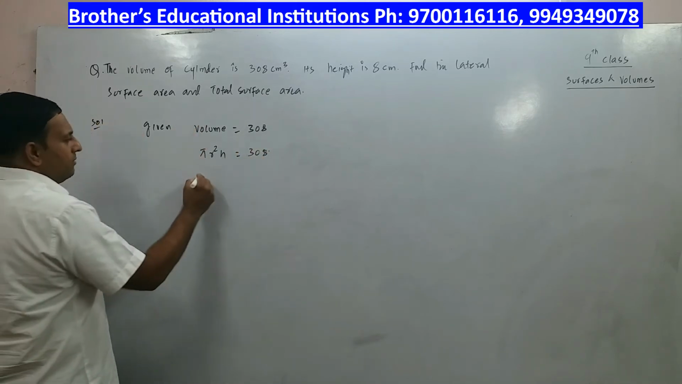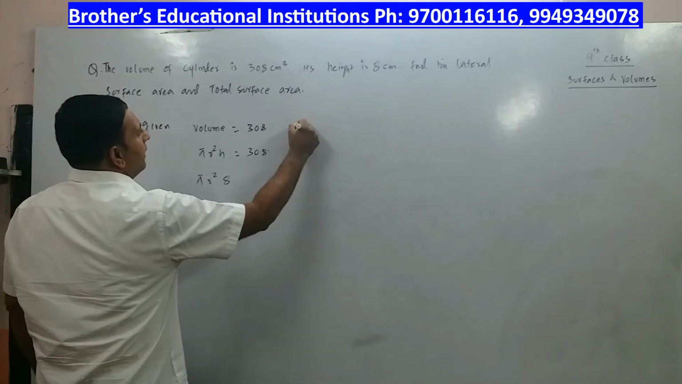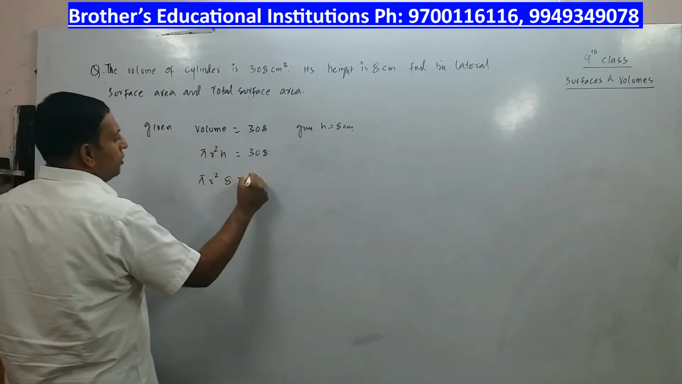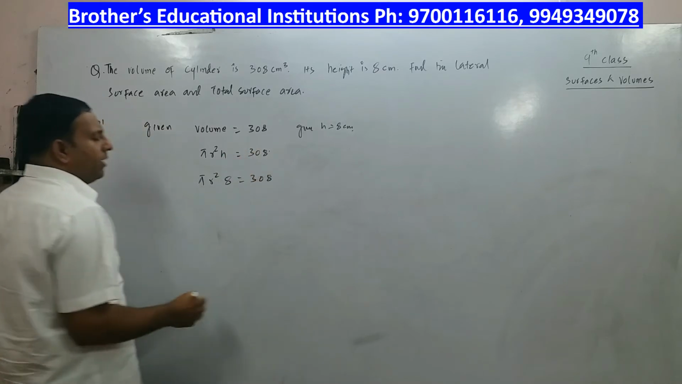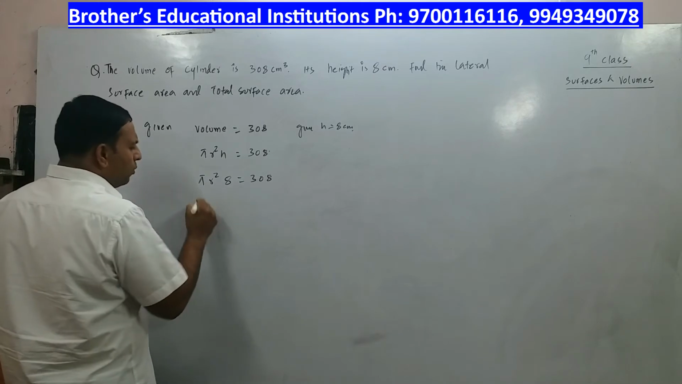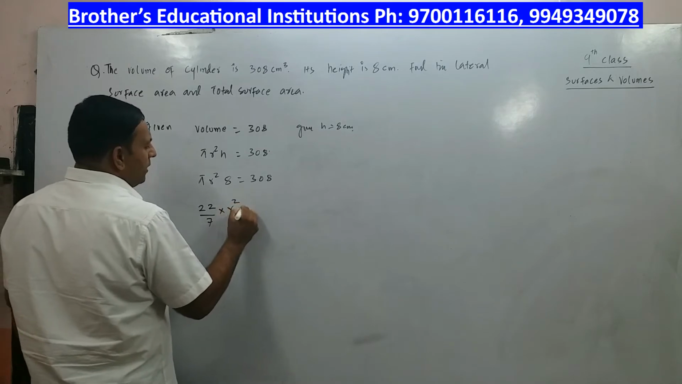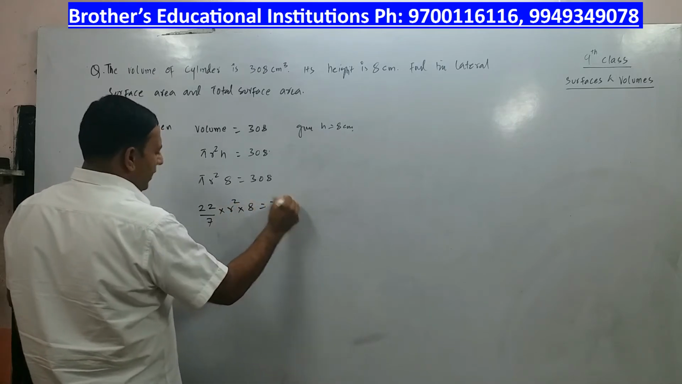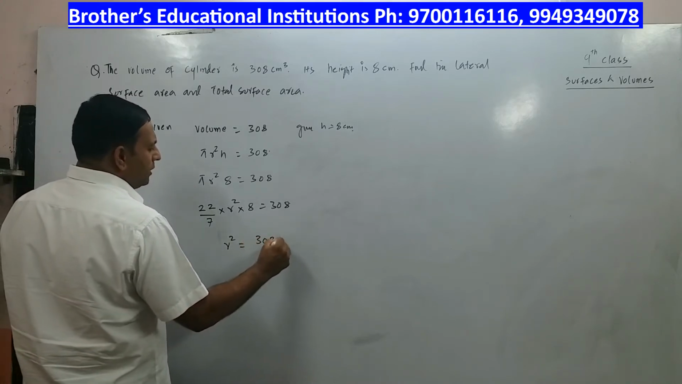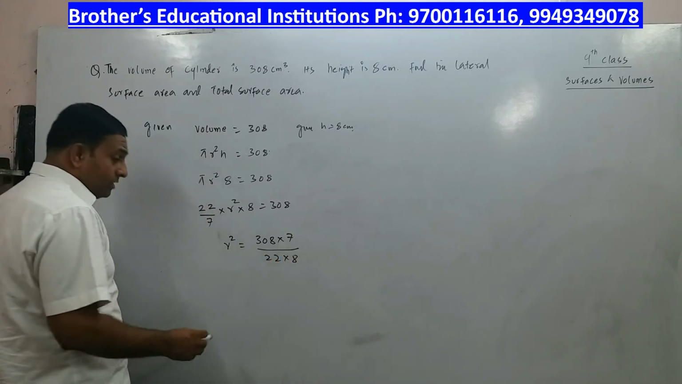Now what is given to you? Height is given to you. So pi r square, height is how much? 8 centimeters. Given height is equal to 8 centimeters. So pi r square into 8 is equal to 308. Now if any cancellations are there, you can cancel. And what is pi? Pi is 22 upon 7, into r square into 8 is equal to 308. Now r square is equal to 308 into 7 by 22 into 8. Any cancellations are there? You can cancel.